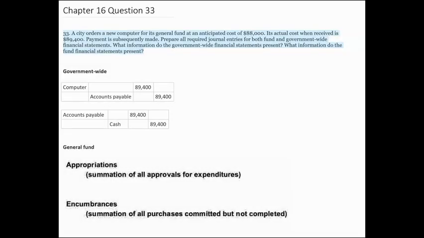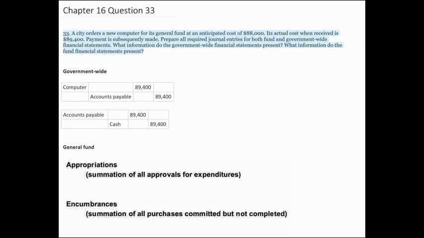Question 33. A city orders a new computer for its general fund at an anticipated cost of $88,000. Its actual cost when received is $89,400. Payment is subsequently made. Prepare all required journal entries for both fund and government-wide financial statements. What information do the government-wide financial statements present, and what information do the fund financial statements present?